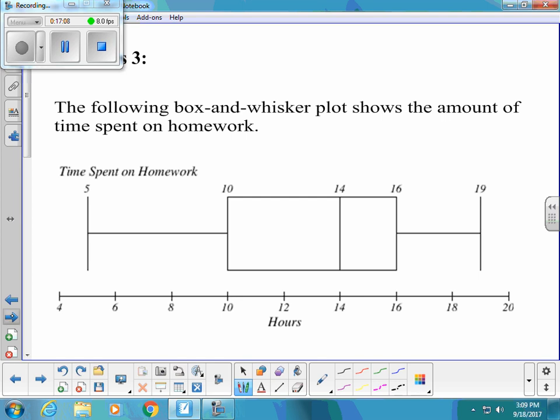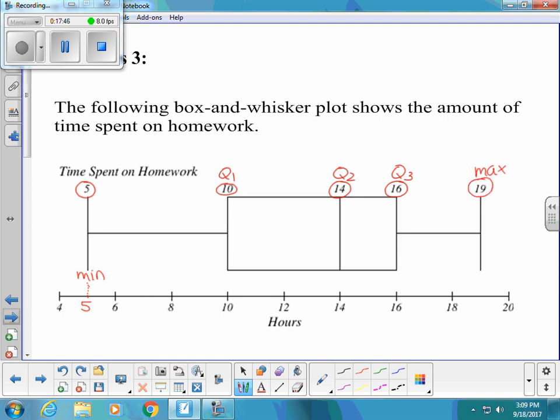Now this time we're going to read a box and whiskers graph. It says the following box and whiskers plot shows the amount of time spent on homework. Here on this end would be the minimum, and if I drop that down, it looks like it's at 5. Oh, sorry, they told us it's at 5. This is Q1 at 10. This is Q2 at 14. This is Q3 at 16. And this is the maximum at 19.